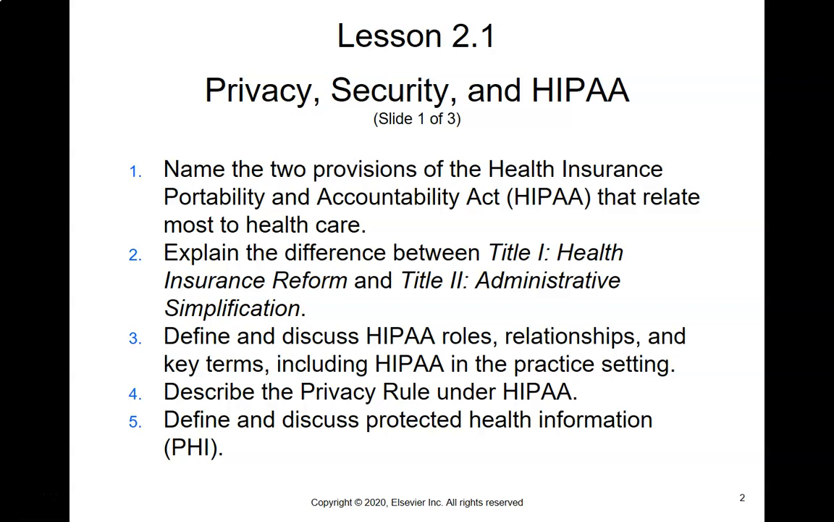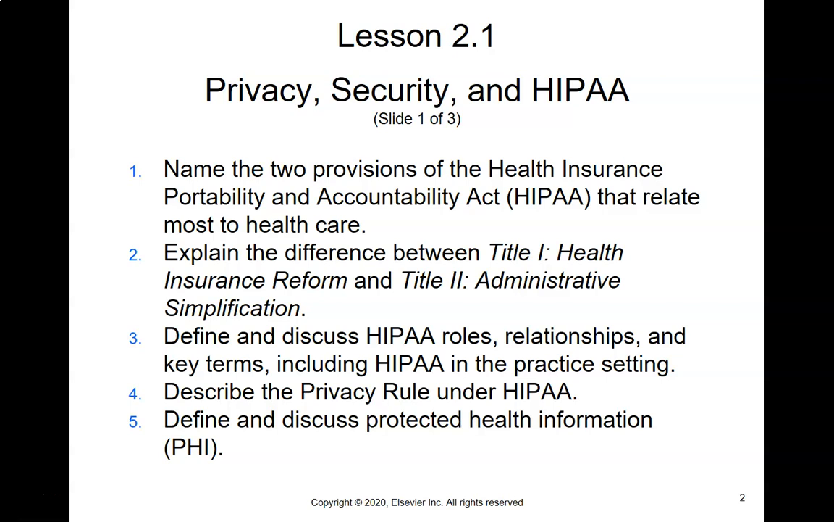To be able to name the two provisions of the Health Insurance Portability and Accountability Act, HIPAA, that relate to most healthcare. 2. Explain the difference between Title I, Health Insurance Reform, and Title II, Administrative Simplification. 3. Define and discuss HIPAA roles, relationships, and key terms, including HIPAA in the practice setting.